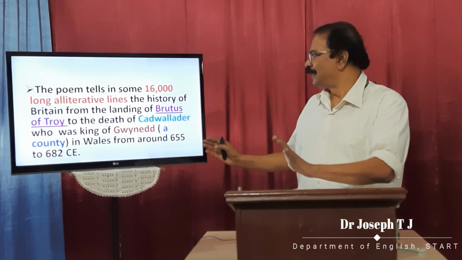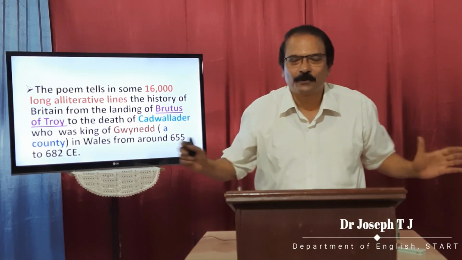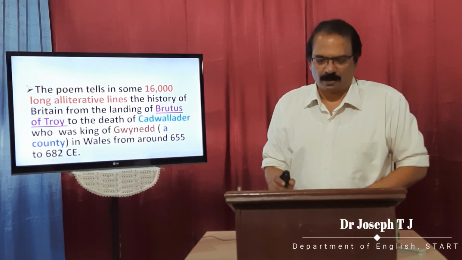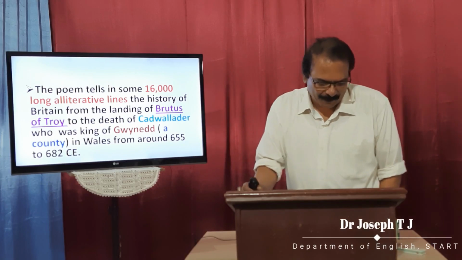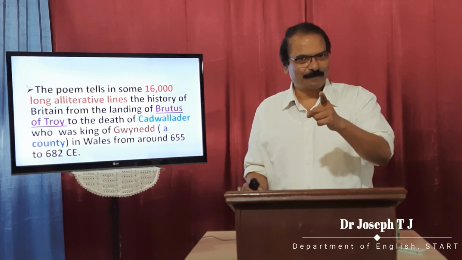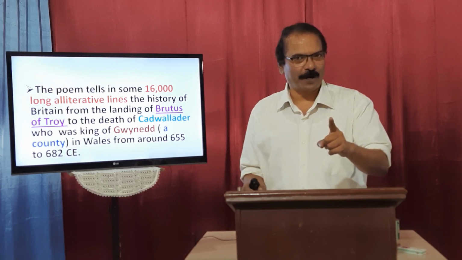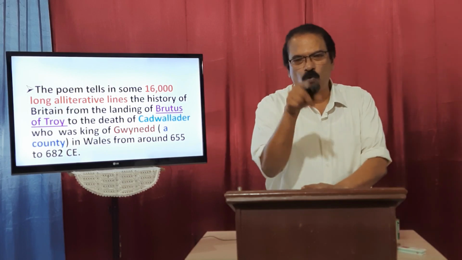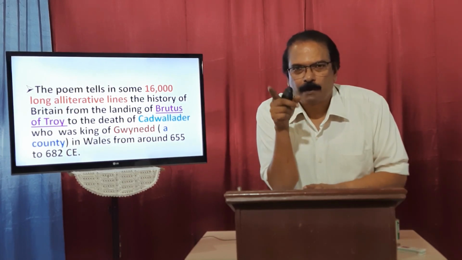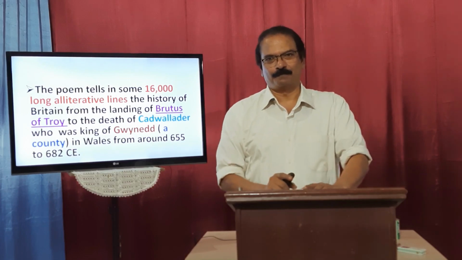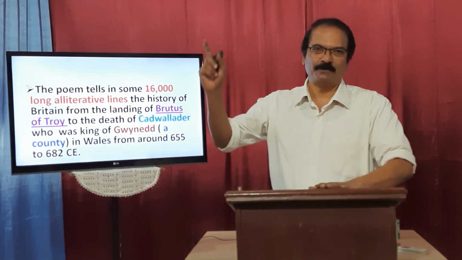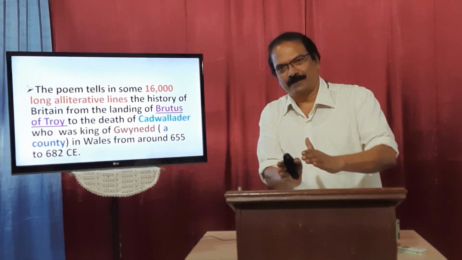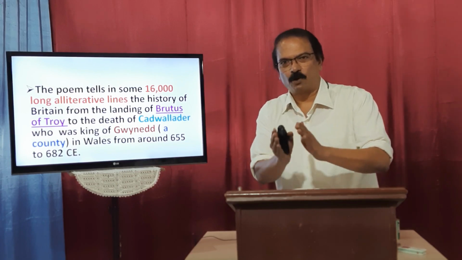Okay, now let me tell you the story. You know the Trojan War. We saw about the Trojan War. After the Trojan War, one guy, I think if you remember, Aeneas, about whom Virgil wrote a poem, the Aeneid, remember? Okay. Aeneas, who was a cousin of Paris, the son of Priam, king of Troy. Aeneas survived the Trojan War, as I have already told you.